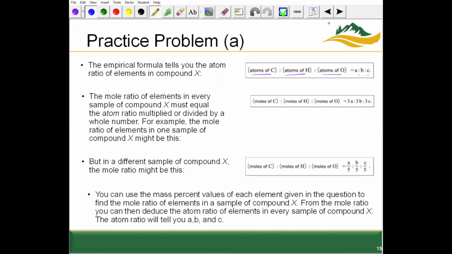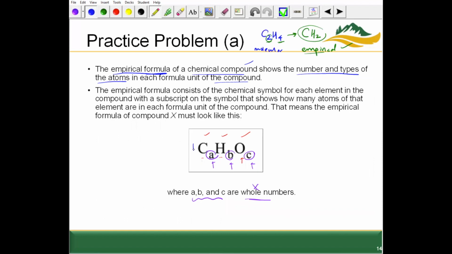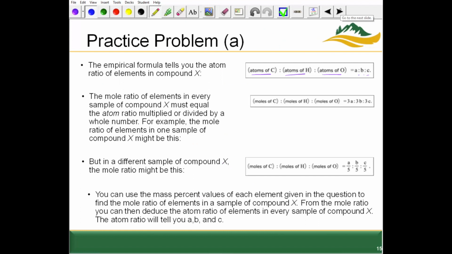Similarly, when we connect that the compound is 1 mole of this whole compound, then what we can also say is that the moles of C to the moles of H to the moles of O is also going to be some ratio of A to B to C. We don't yet know the numbers of A, B, and C, right?